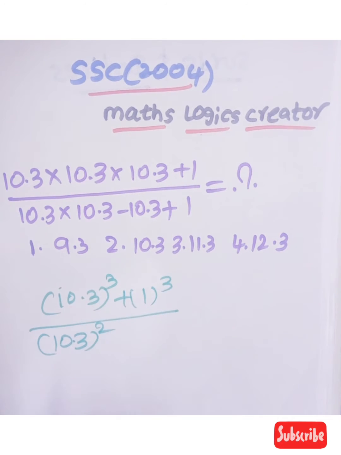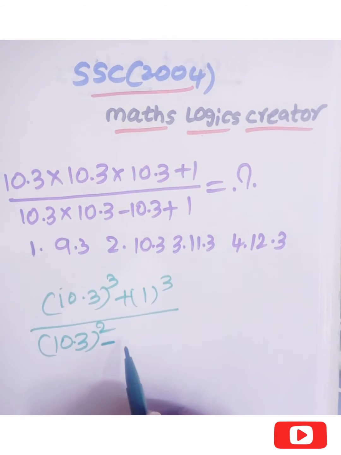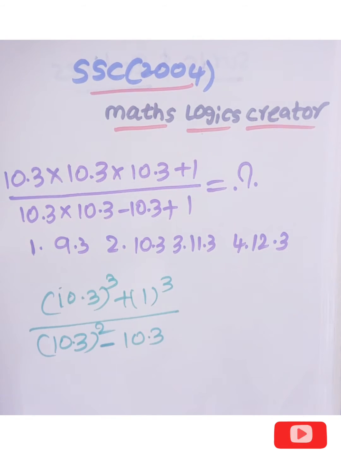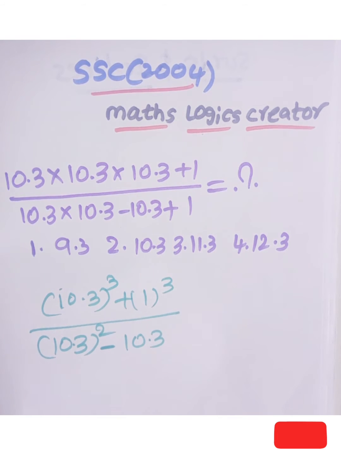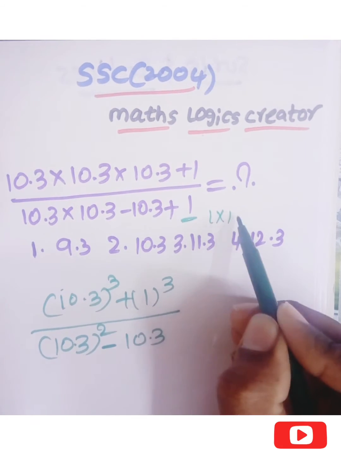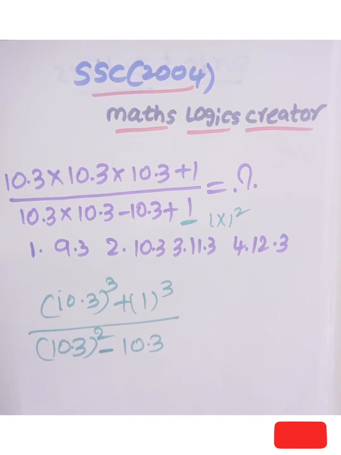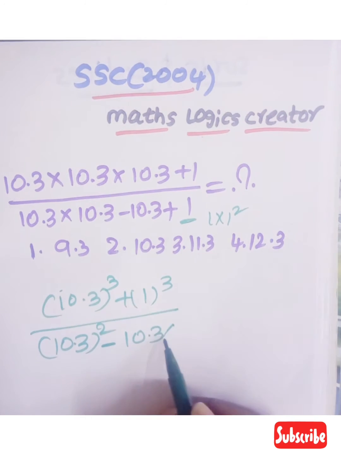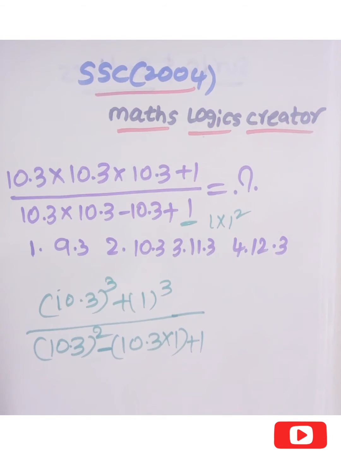Next, in the denominator, 10.3 two times, I'm writing it directly as 10.3 whole square. After that we still have minus 10.3, and I'm writing in the denominator 1 as 1 into 1 square. Writing the denominator 1 as 1 into 1 square, it may not change, right? So hope you understand. In 1 into 1 square, write it as 10.3 into 1 plus 1. Hope you are all clear with this step.